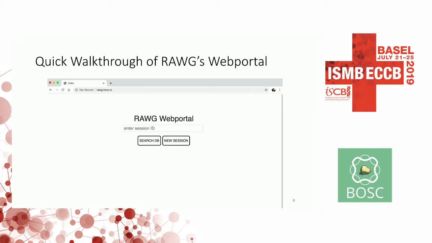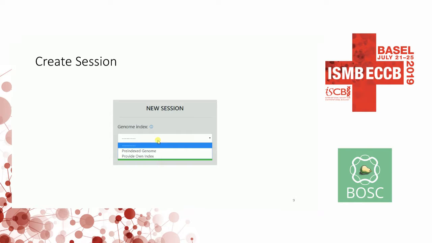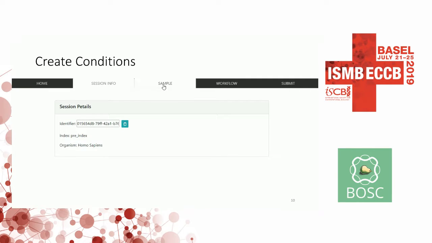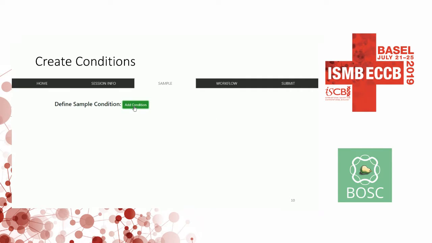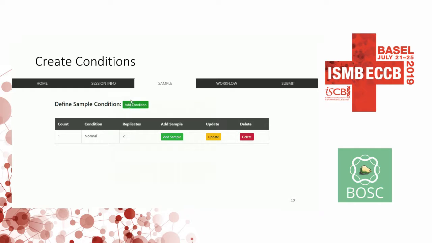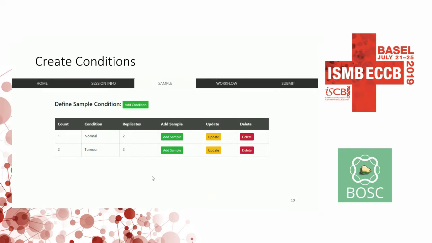Now I'll give a quick walkthrough on RAWG's functionality. So to create a session, the user can select from a list of pre-indexed genomes or upload the genome files themselves. And an arbitrary number of conditions can be defined here. So if more than 2 conditions are supplied, RAWG will automatically run pairwise comparison for all the possible pairs.